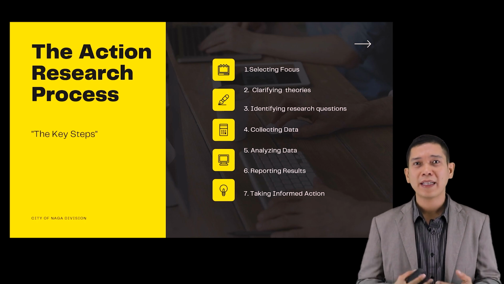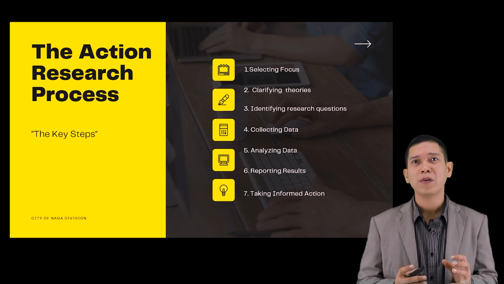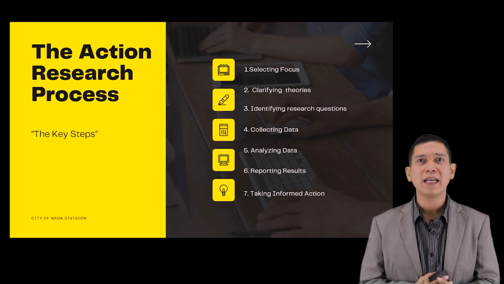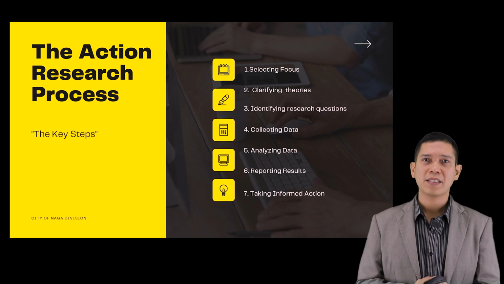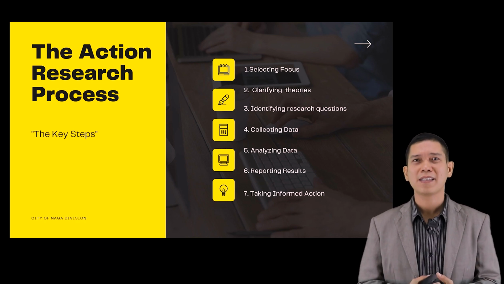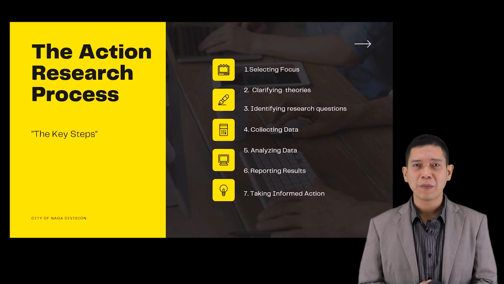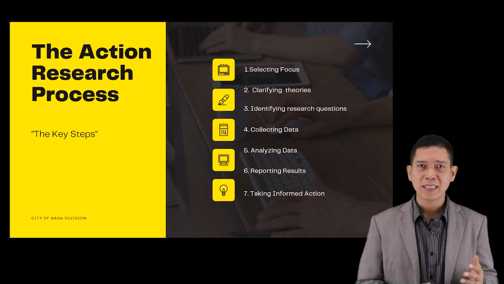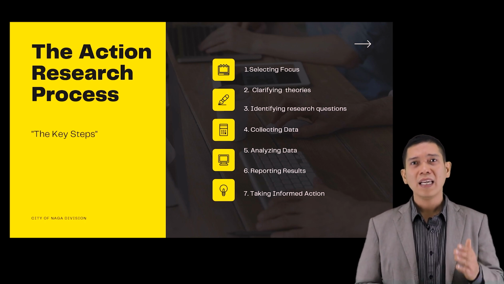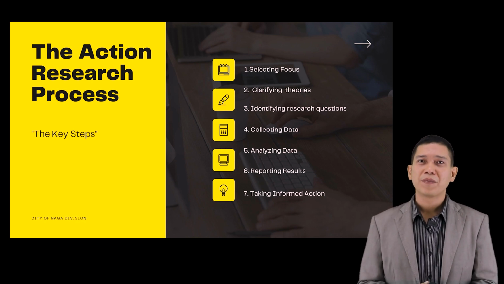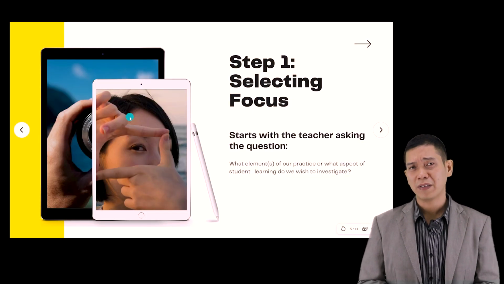After that, you try to collect data. You are now very focused because you already have your research questions in mind. So you can now collect the data, and after doing that, you can now analyze the data. You try to ask, what does the data tell me? And then after doing that, you need to share the data that you have. And a very important step after reporting the results that you have is step number 7, which is taking informed action. Meaning you need to improve whatever you have. There should be a sense of improvement from what you're doing. So let's talk about it one by one.